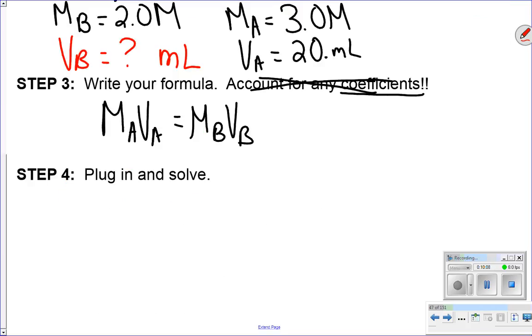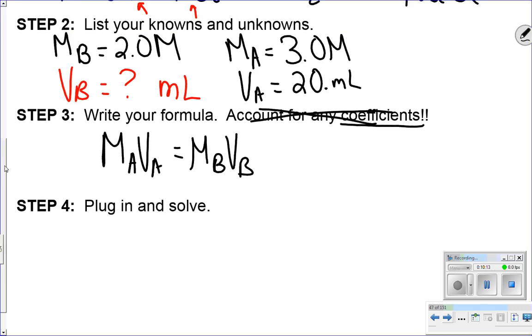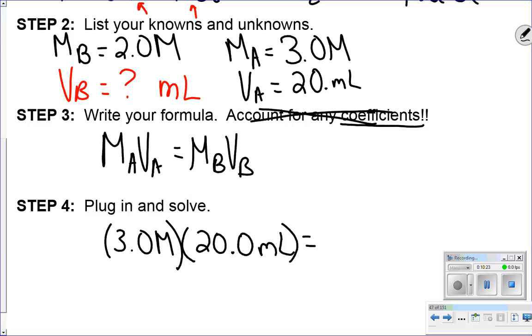So now we're simply going to plug into our problem, and we are going to solve. So we're going to plug in Ma, 3 molar, times my Va equals my Mb times Vb.